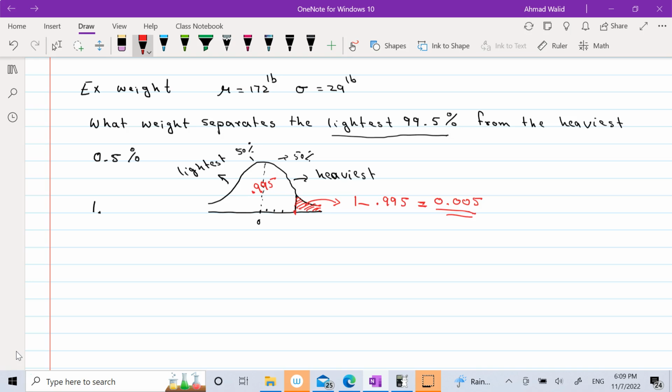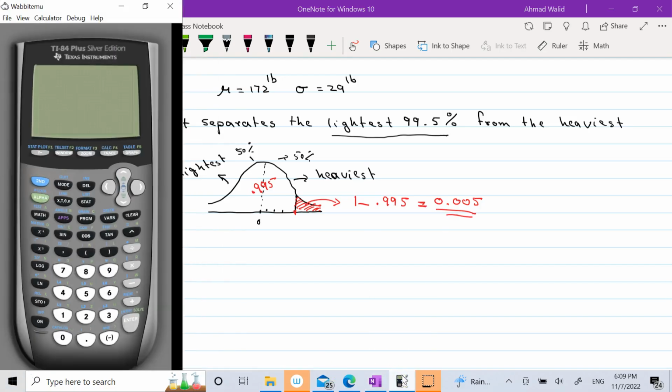But in calculator, it's much easier. What you do, if you use TI-84, open your calculator. Let me turn it on. Again, second variance, go to normal CDF, enter. What is your lower?